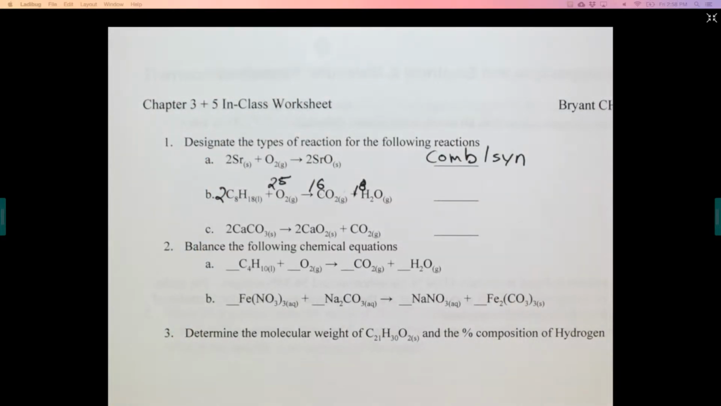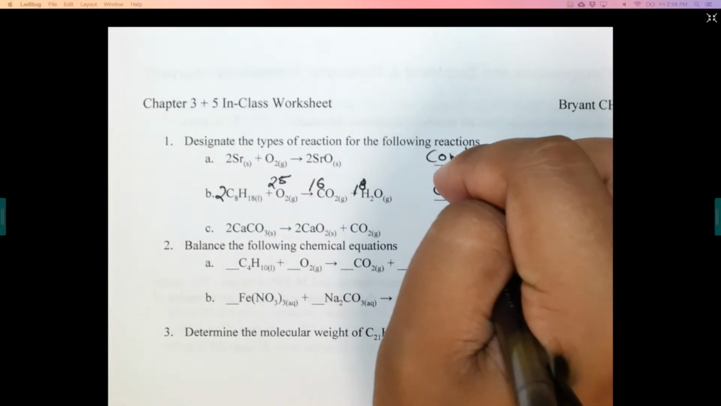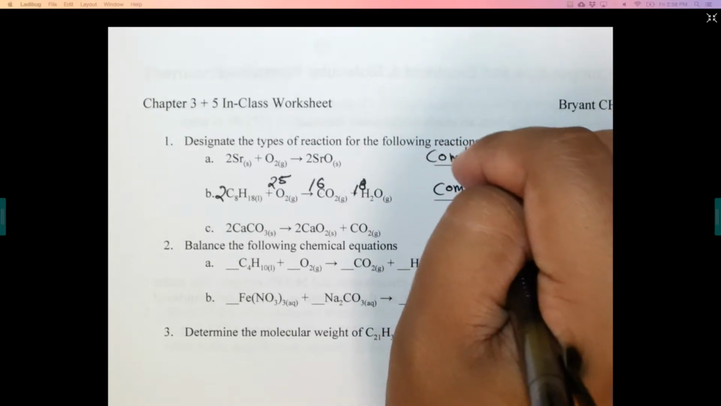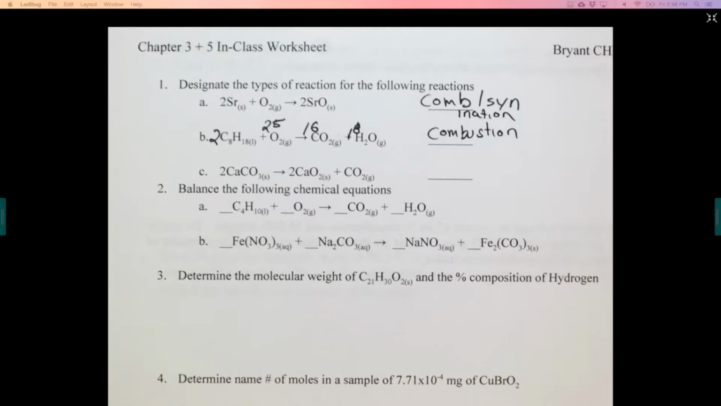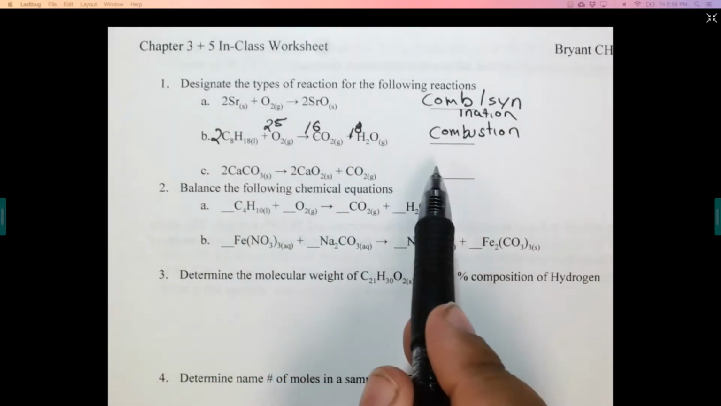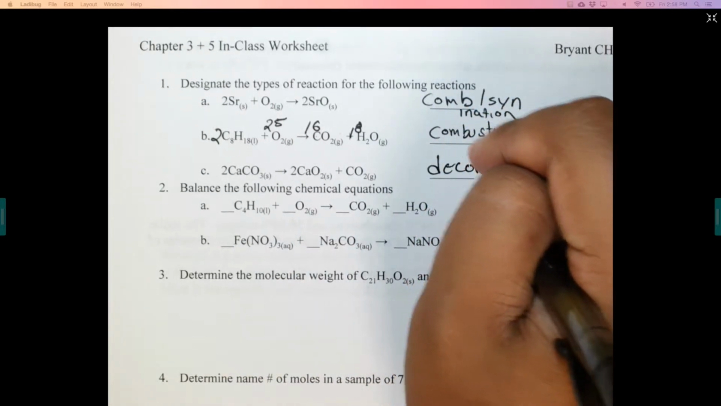We don't need to have it balanced to answer the question, but this is a combustion. And I should write combination up here so we don't get confused. And then the next one is the calcium carbonate that we have seen in the slides, and we know that this should be a decomposition reaction.